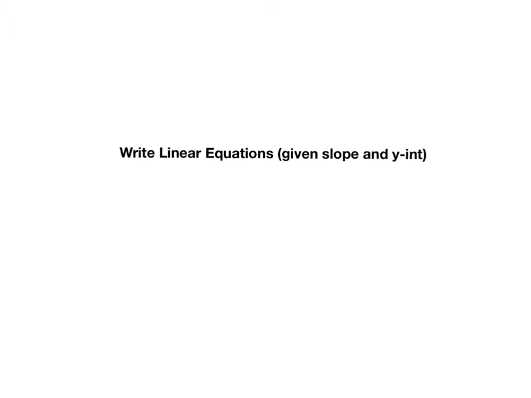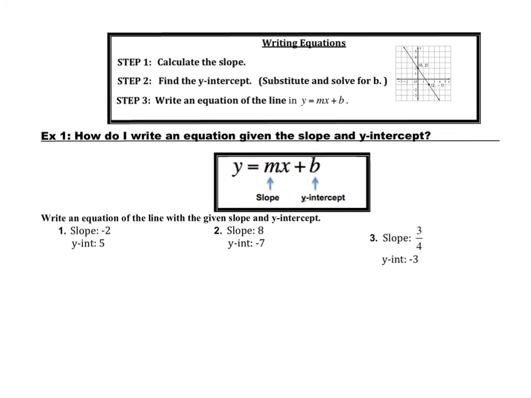In this lesson, we're going to write linear equations given the slope and the y-intercept. So how do I write an equation given the slope and the y-intercept? The first step, we're always going to calculate the slope. The second step is we are going to find the y-intercept, and in many cases we will be substituting and solving for b to find that y-intercept. And the third step is to write the equation of the line back in y = mx + b.